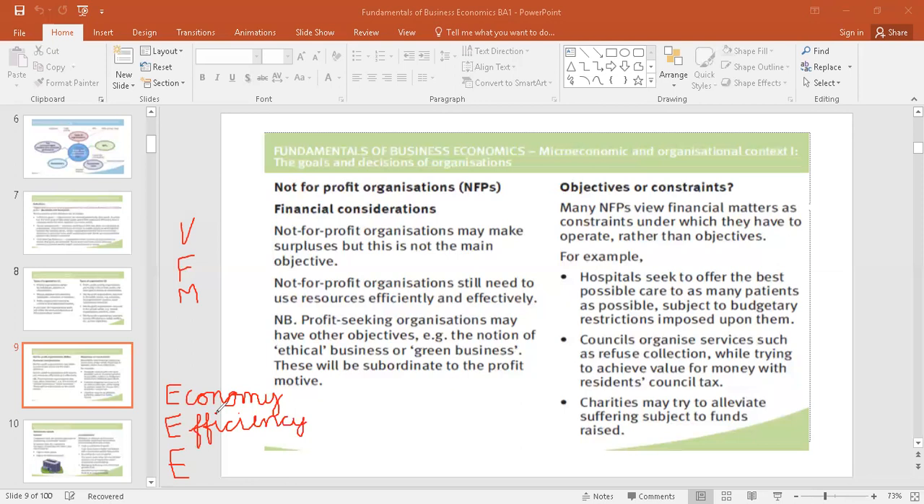That is about efficiency. Finally, effectiveness is when the two aspects, economy and efficiency, are clubbed together. Economy plus efficiency is called effectiveness. So that's how the performance is measured in the case of a not-for-profit organization.